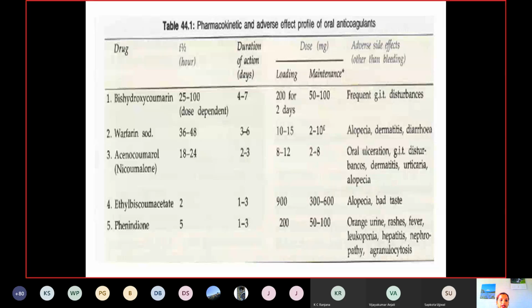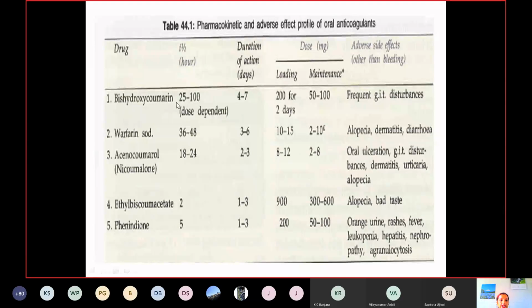So there are other oral anticoagulants. I have tabulated them here so that it is easy for you. These other oral anticoagulants differ only in their pharmacokinetic properties, because they have similar indications, similar adverse drug reactions, and a similar mechanism of action. They have some differences only in the pharmacokinetic properties, that is in the half-life, duration of action, and dosing schedule. And adverse drug reactions are also almost similar.